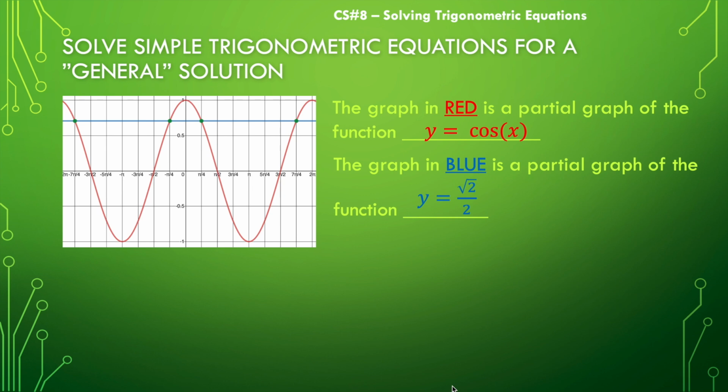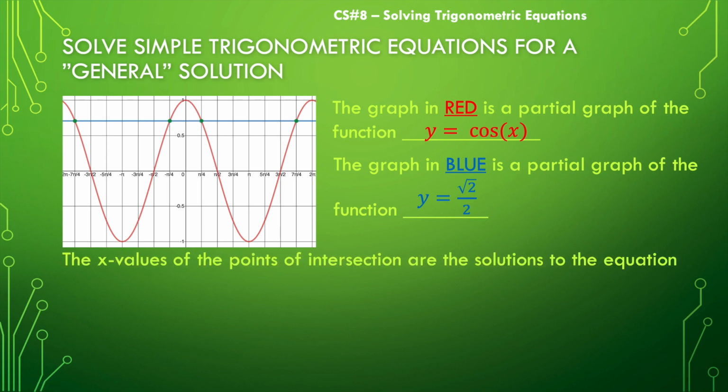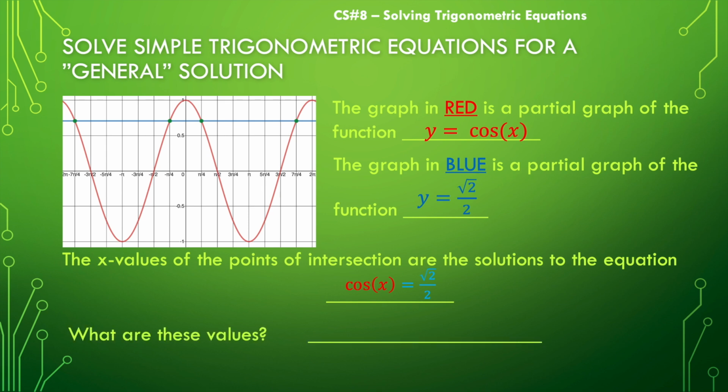Consider if we are interested in where the cosine of x is equal to the square root of 2 over 2. That would be where the graphs intersect. So we are looking for the x values of the points of intersection. The x values of the points of intersection are the solutions to the equation where we set those two things equal to each other. Now let's think about this for a second. Can you identify where those points of intersection are and what the x values are?